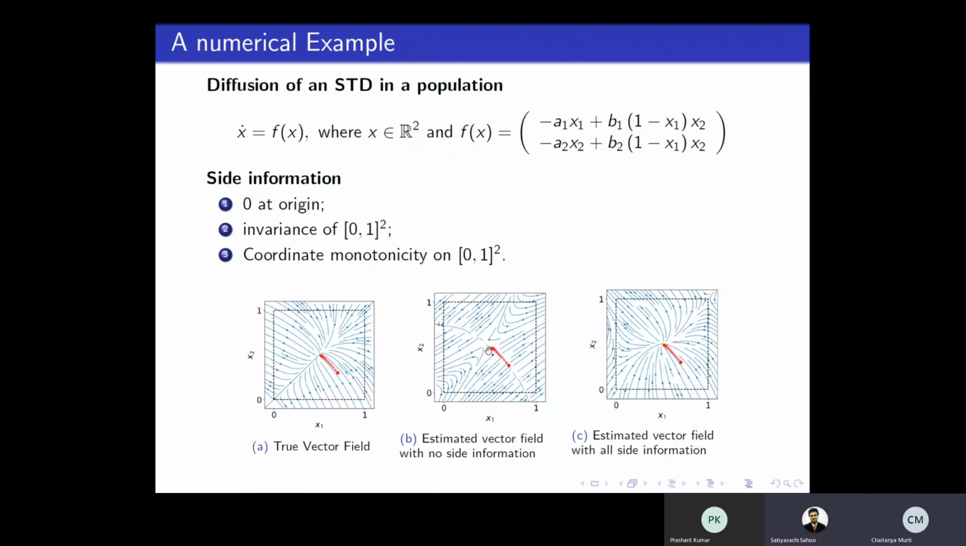Yes. Right. But now, when you add the side information, it looks a lot better, doesn't it? It looks very similar to what you saw earlier. Right? So this is really the power and the importance of using side information.